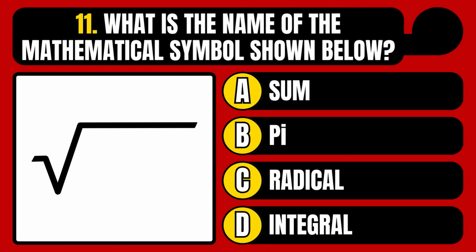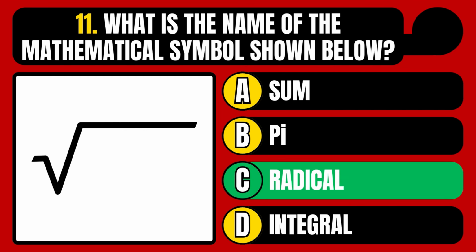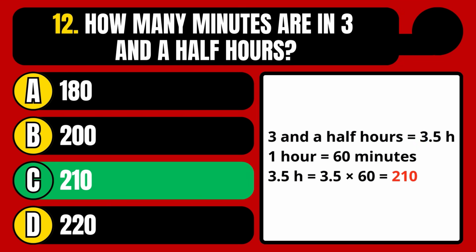What is the name of the mathematical symbol shown below? Sum, pi, radical, or integral? The correct answer is Option C, radical. How many minutes are in 3.5 hours? 180, 200, 210, or 220? The correct answer is Option C, 210.